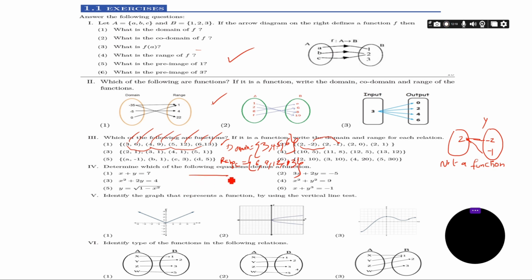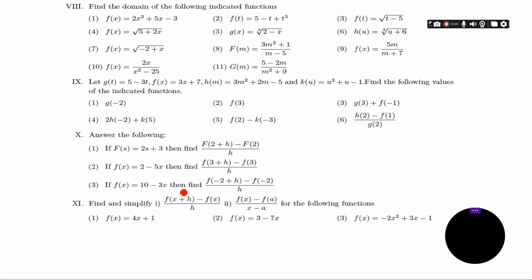Here, to check whether an equation is a function or not: y power 1, odd, function; y power 1, function; y power 1, odd, function; y power 2, even, not a function. This is a function. These graphs we already did inshallah, so you can follow that.